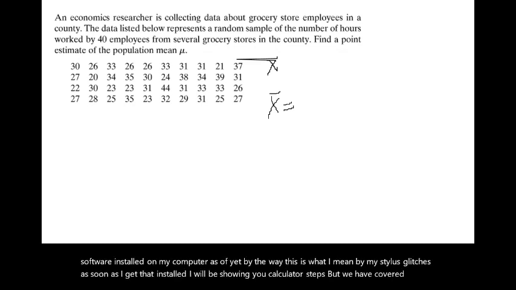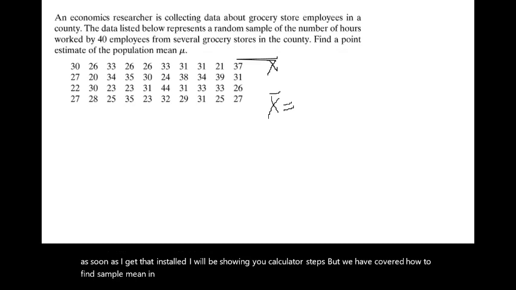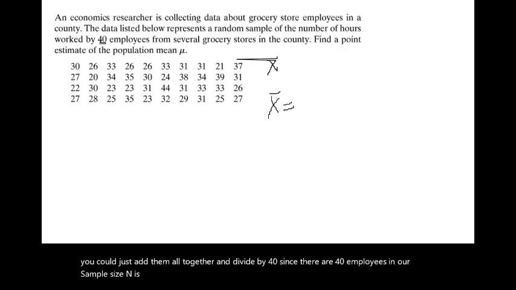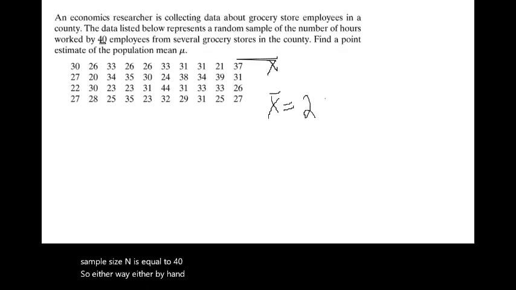We have covered how to find sample mean in class. You enter this data into L1 and you use the 1-Var Stats option. Or you can just add them all together and divide by 40, since there are 40 employees and our sample size n is equal to 40. Either way, by hand or on a calculator, you get a sample mean x bar of 29.6 hours.